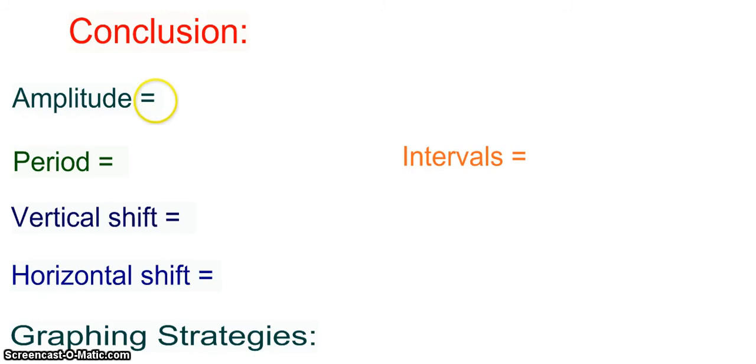Anyway, amplitude: absolute value of A. Period: 2 pi over B. Intervals: period over 4. Vertical shift is D. Horizontal shift: set what is in the parentheses equal to 0, solve for x, and that's your new starting x value. Graphing strategies are the exact same as for sine. Use your vertical shift and your horizontal shift to help you start the scale of the graph, and then just increase by the intervals.